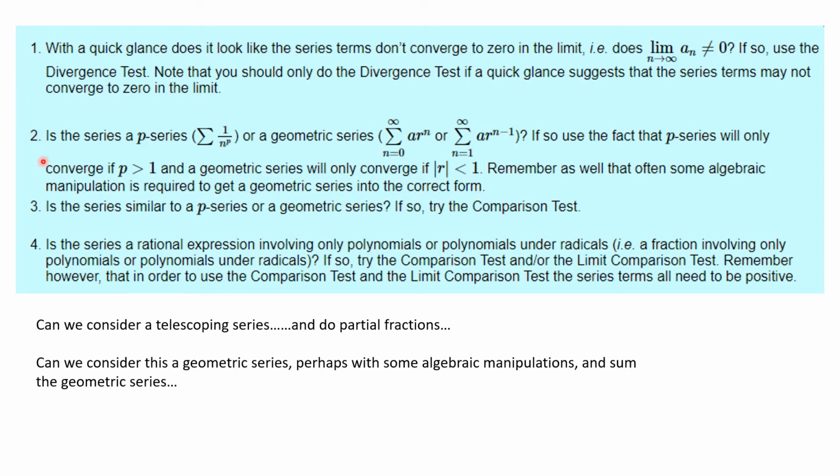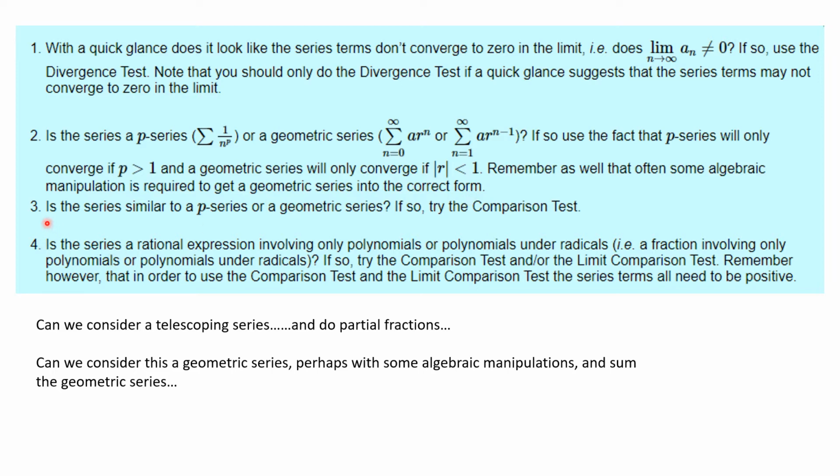Number two, is the series a p-series, that's the summation of 1 over n to the p, or a geometric series, the summation from n equals 0 of a r to the n, or the summation from n equals 1 to infinity of a r to the n minus 1? If so, use the fact that the p-series will only converge if p is greater than 1, and a geometric series will only converge if the absolute value of r is less than 1. Remember as well that often some algebraic manipulation is required to get a geometric series into the correct form.